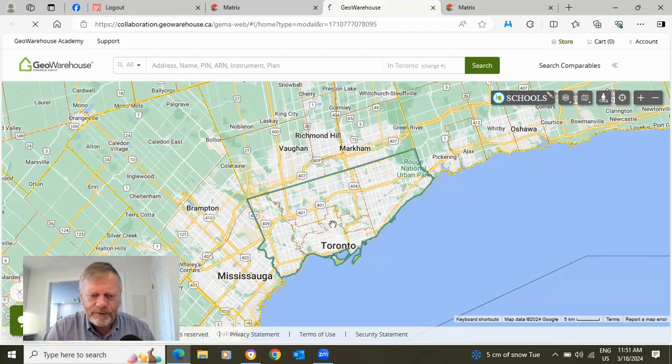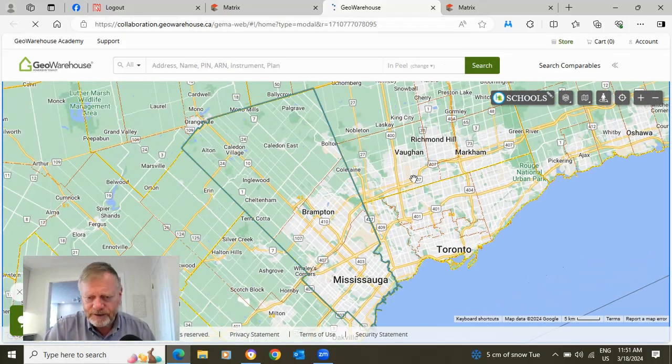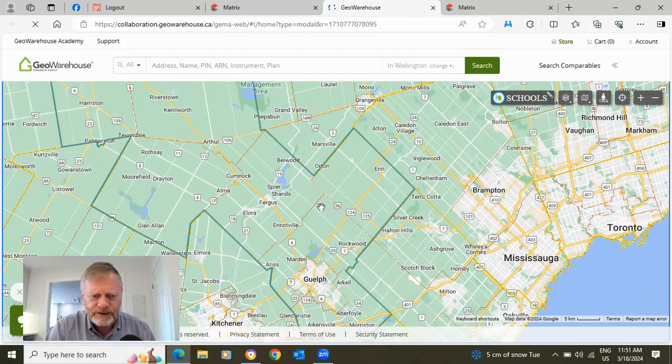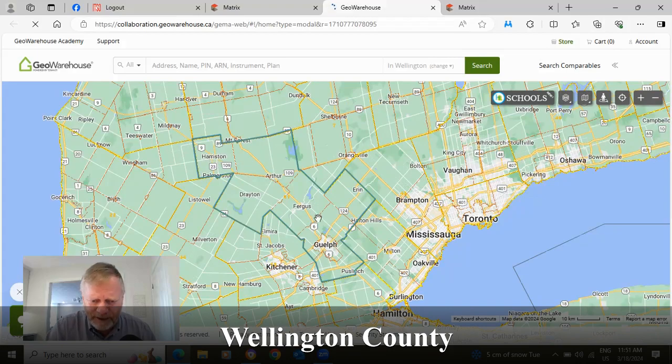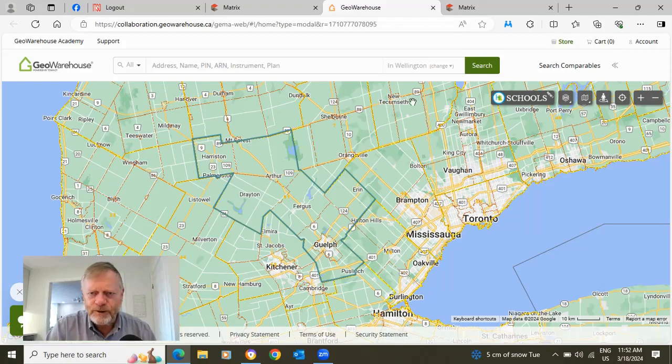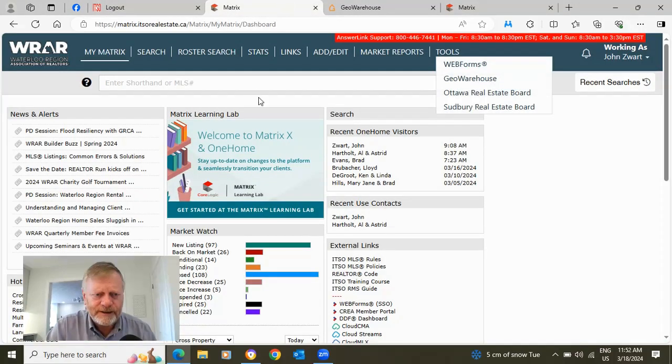Okay, so here we are. This is different regions, and okay, so this is Waterloo Region. Basically, we're going to be looking at communities data from Puslinch through Guelph, Erin, Centre Wellington, Mapleton, Minto, I guess over here, all the way up to just on the border of Mount Forest. And so I just wanted to give you a bit of a perspective on that. Now, I'm going to go back to Matrix here.